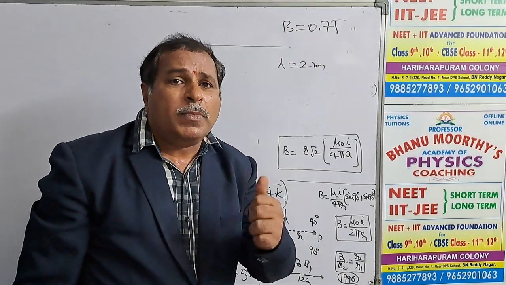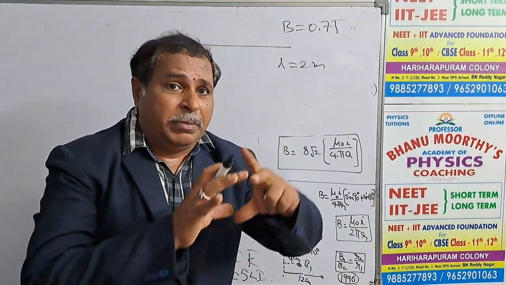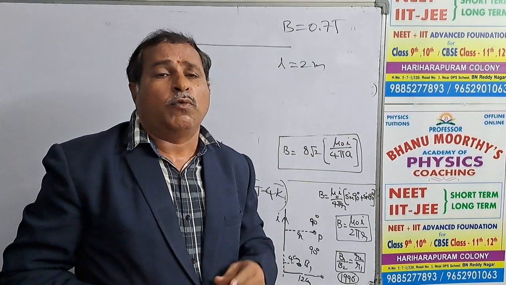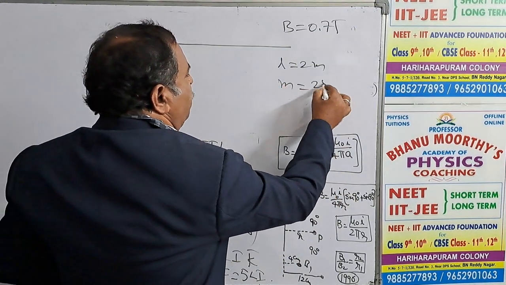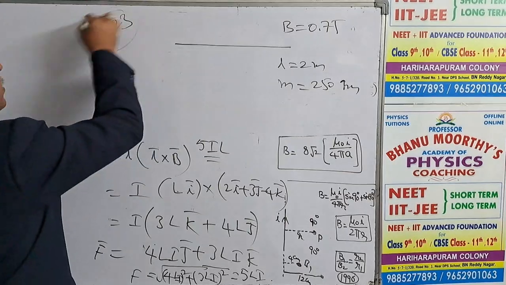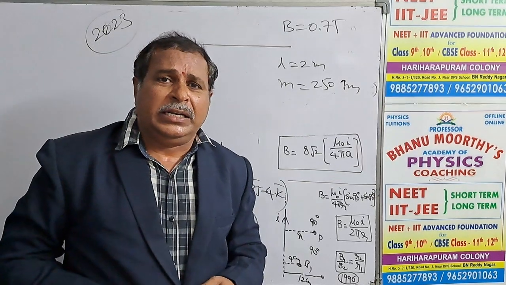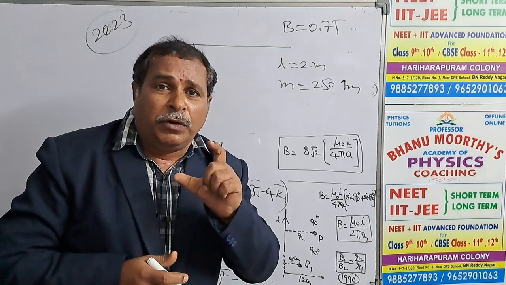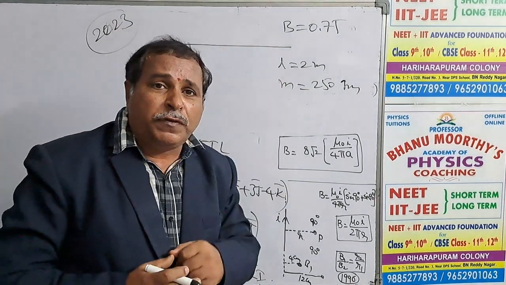The question is: how much current should be passed through that wire so that it remains horizontal, stationary, in equilibrium, and does not fall down? Its mass is also given, 250 grams. This question was also asked in 2023, last year only. A straight conductor is held horizontally in the air in a uniform magnetic field of induction 0.7 Tesla.